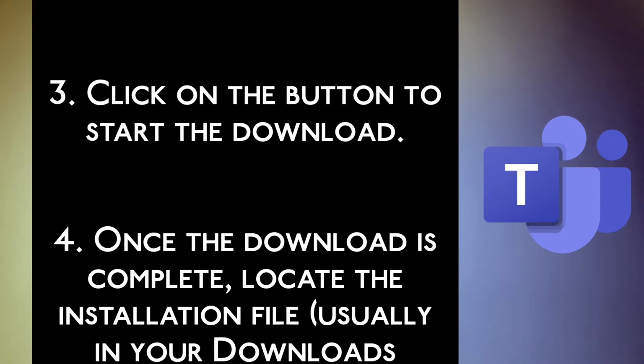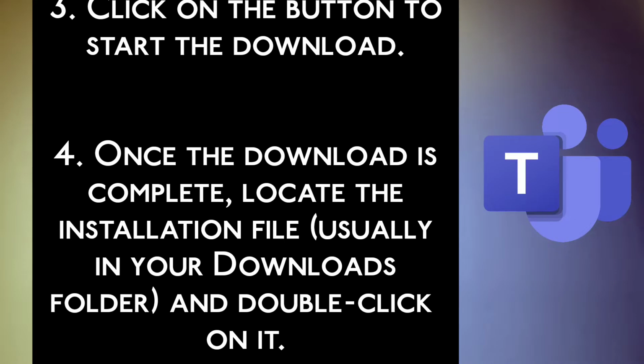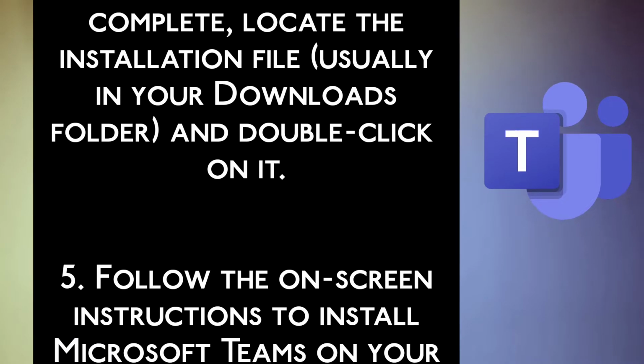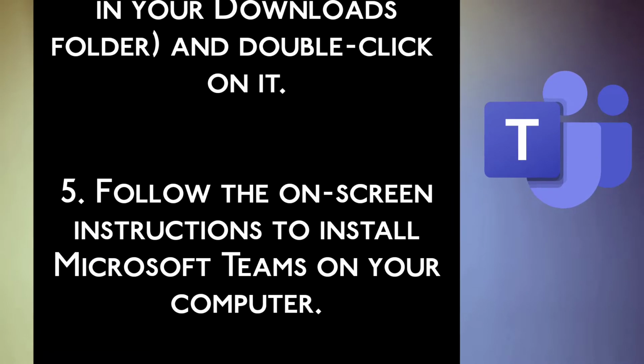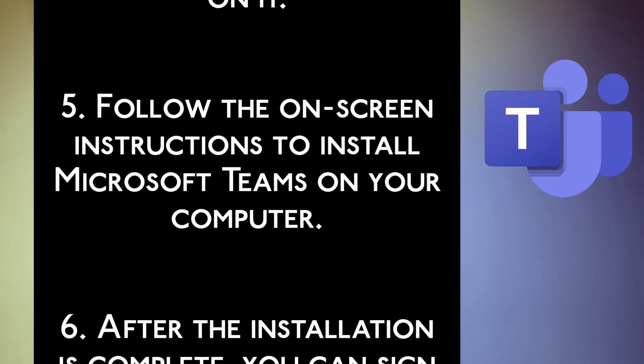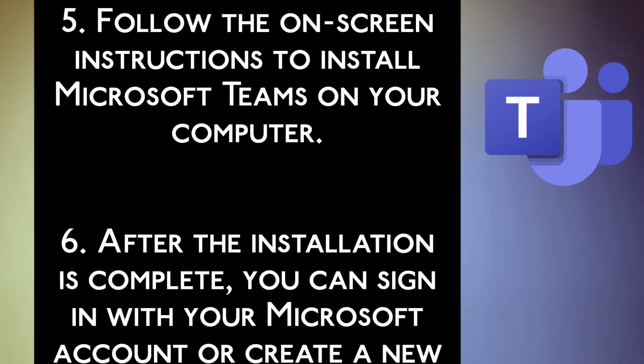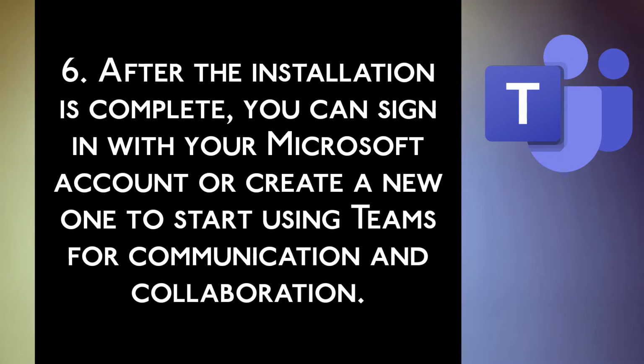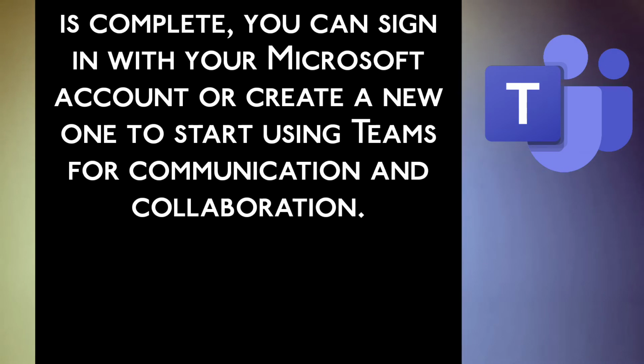Step 4. Once the download is complete, locate the installation file, usually in your Downloads folder, and double-click on it. Step 5. Follow the on-screen instructions to install Microsoft Teams on your computer. Step 6. After the installation is complete, you can sign in with your Microsoft account or create a new one to start using Teams for communication and collaboration.